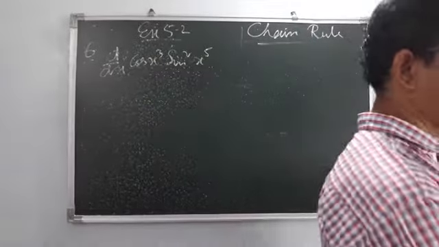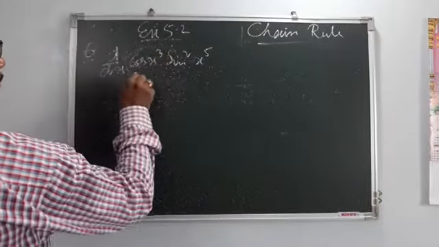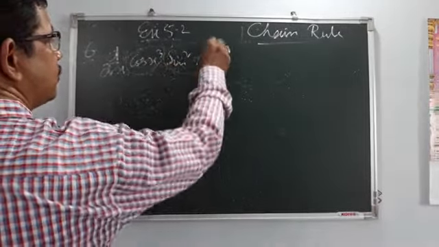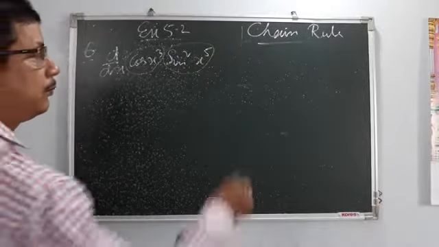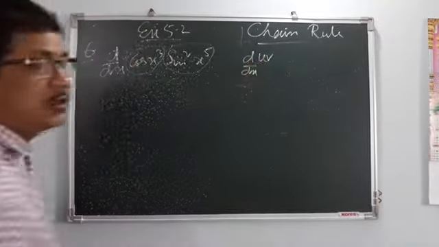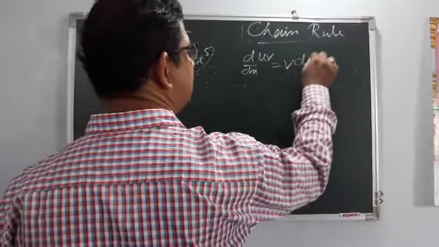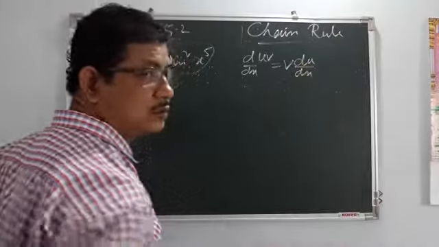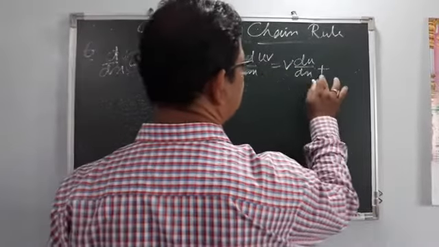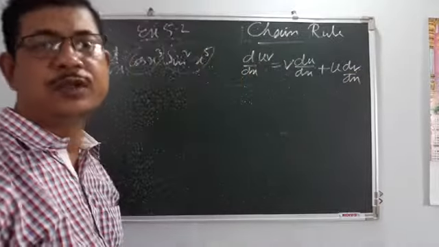See, here it is a problematic one. Why problematic? Because this is a single term, cos x cube. This is another term, sin square x to the power 5. We have the Leibniz product rule. The differentiation of uv with respect to x is v du/dx plus, in product it is a plus sign, u dv/dx. So that is our Leibniz product rule.